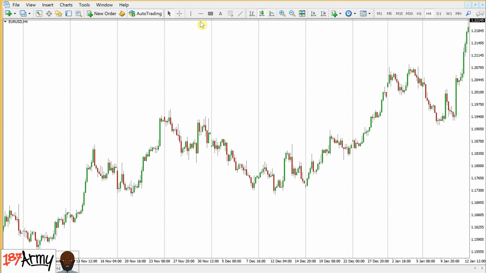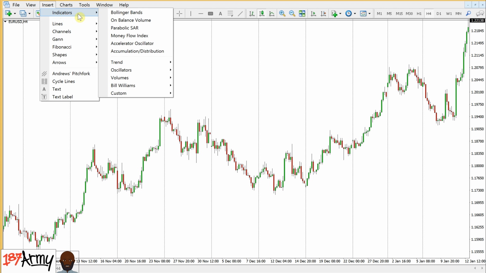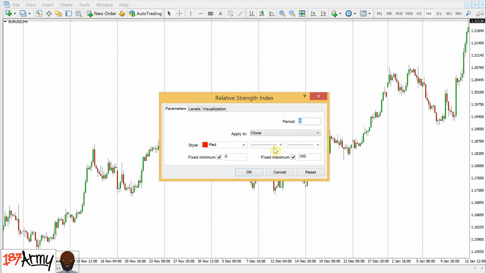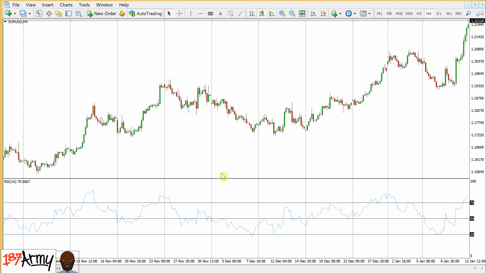Now I'll show you how to apply the RSI to your charts when on MT4. So you click on your chart, insert, indicators, oscillators, relative strength index. Click. I'll leave it as default so you can see how it comes up on your chart. So press reset, then press OK. So this is the RSI and how it will look on your chart. It may look a little different, but right now I'll show you how to change it.